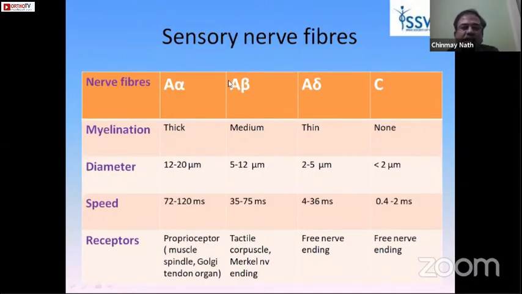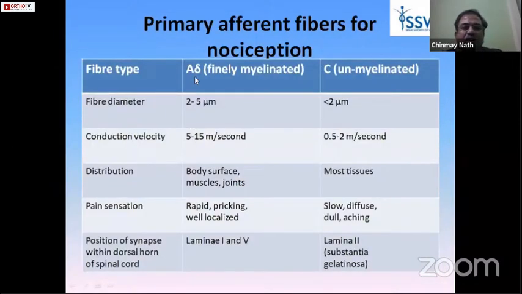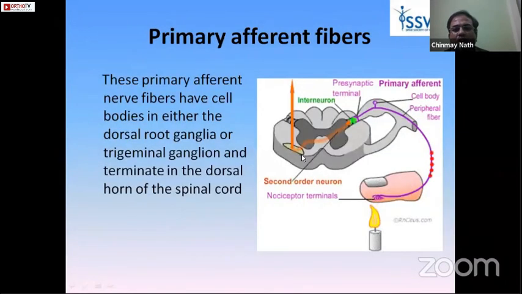The sensory nerve fibers are of four types: A alpha, A beta, A delta, and C. A alpha is thickly myelinated and fastest, and C is non-myelinated and slowest. Now, nociception is associated with A delta and C. A delta is myelinated, C is non-myelinated, A delta is faster, C is slower. So this picture is very easy to understand.